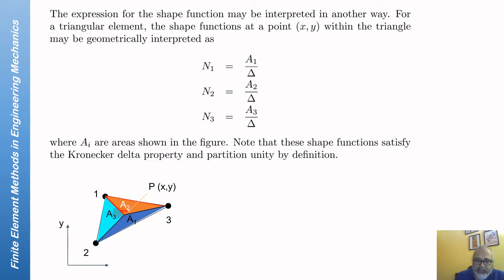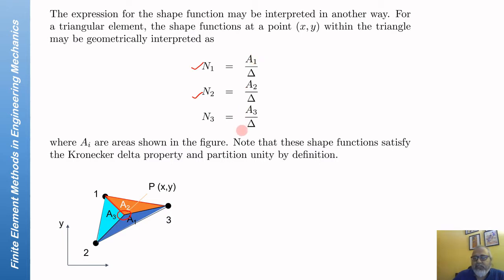Suppose you want to find the shape function at this point P, which has coordinates x and y. Then I define three areas. The area A1 is opposite to node 1 and is formed by nodes 2, 3 and the point P. Similarly, area 2 is opposite to node 2 and area 3 is opposite to node 3. Once you have these areas, you define N1 as A1 divided by the total area of the triangle, N2 as A2 by the total area of the triangle, and N3 as A3 divided by the total area of the triangle.